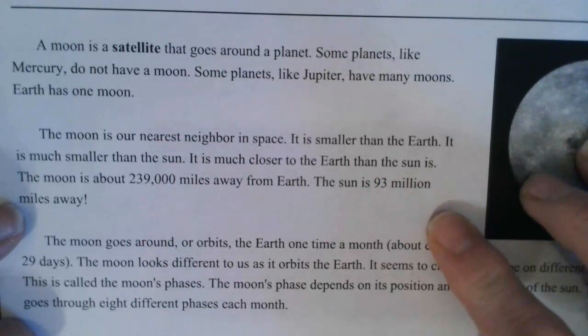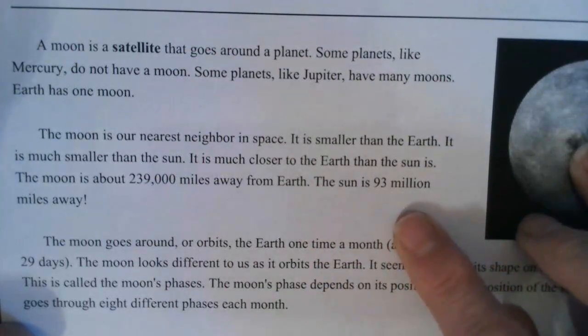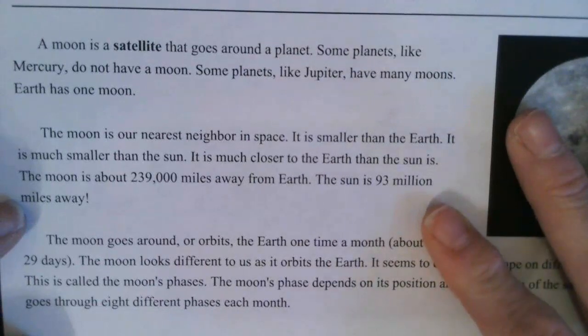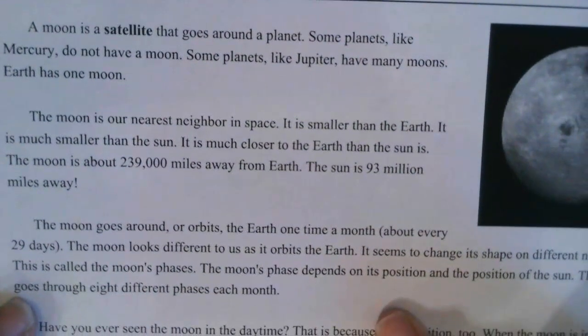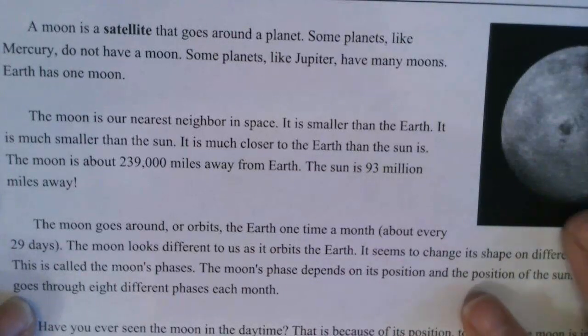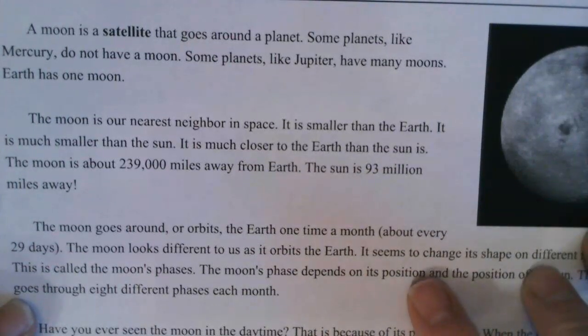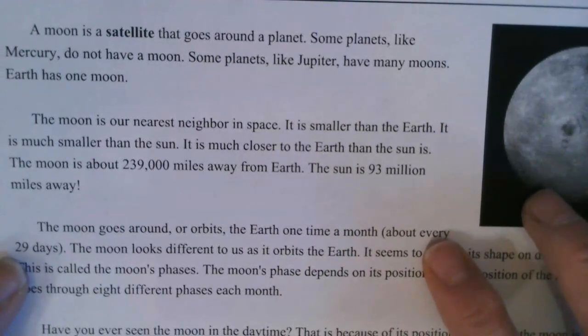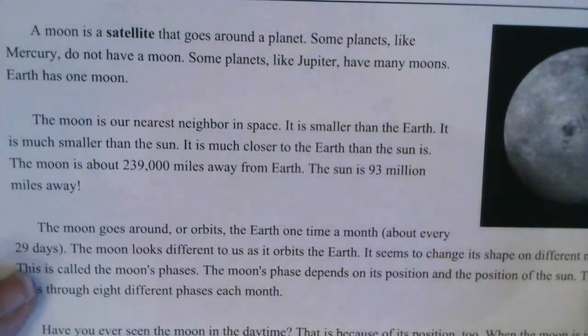So the moon is about 239,000 miles away from Earth. And then the sun is 93 million miles away. That's quite a bit. The moon goes around, or orbits, the Earth one time a month, about every 29 days. Some say also every 27 and a half days. So give or take a day or two.